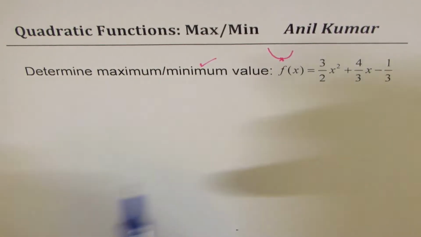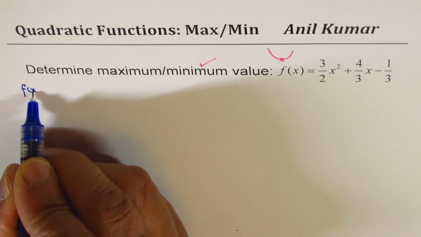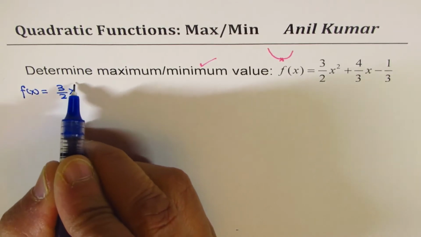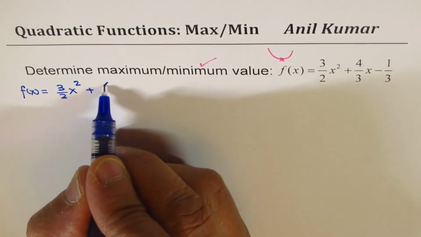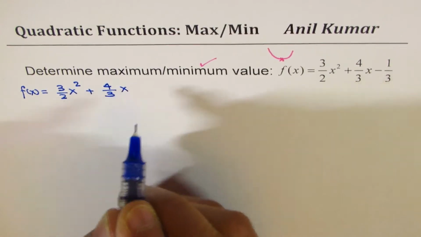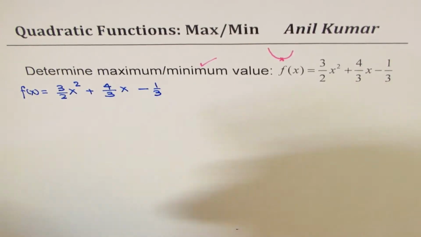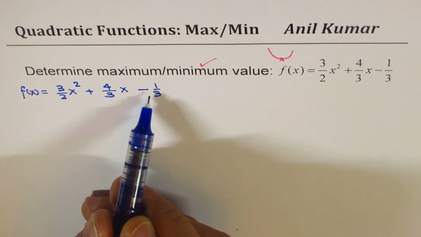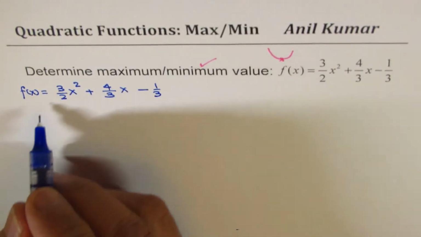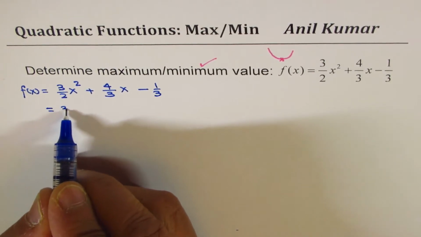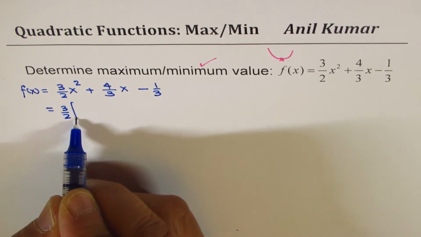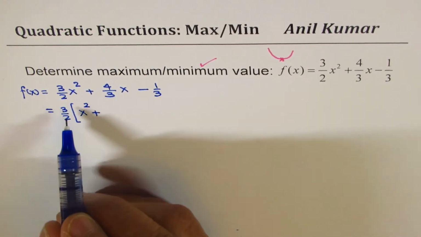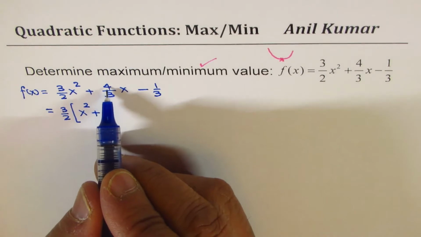We are given equation as f of x equals 3 over 2 x square plus 4 over 3 x minus 1 over 3. First step is always to factor the leading coefficient. We'll keep the third term, which is constant, outside, right? So we get here 3 over 2 x square plus, so when you factor 3 over 2, what should become 4 over 3?